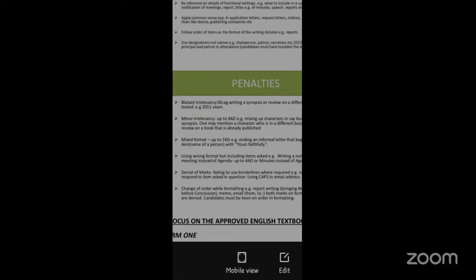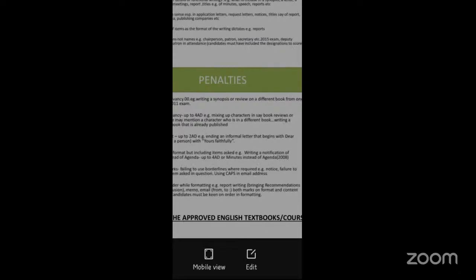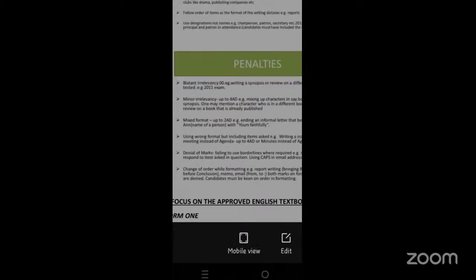And finally, don't change the order while formatting. For example, if it's a report, you're writing a report, do not bring recommendations before you conclude, okay? If you're doing a report, remember that we have the introduction, and then findings, and then conclusion, and then recommendations. Please ensure that you allow the order of events to follow in that format. And I hope that is very, very clear for you.